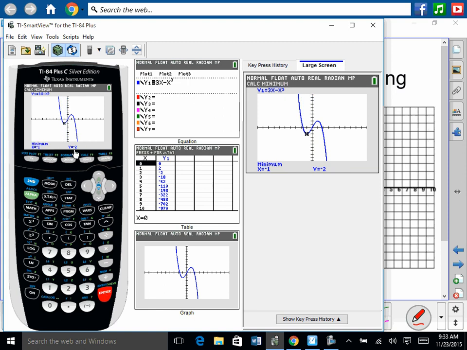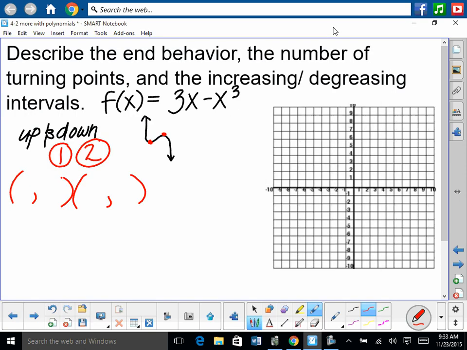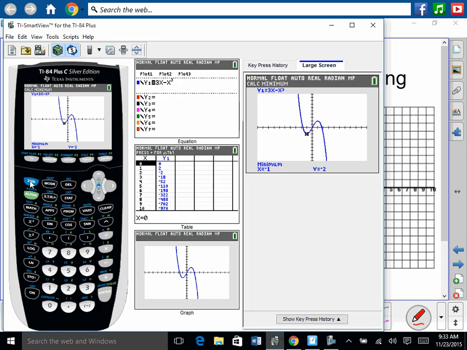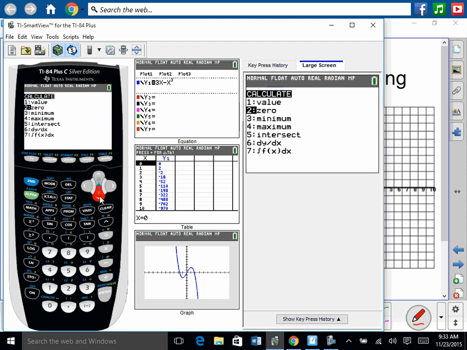Our minimum is at -1, -2. So there's one of our turning points, -1, -2. And then I'm going to find the other turning point. So now this is a maximum. It's very important that you type in the correct thing. So this is a maximum. So I do second trace, and I'm going to go down to maximum.